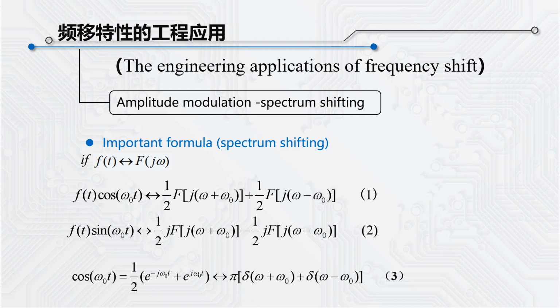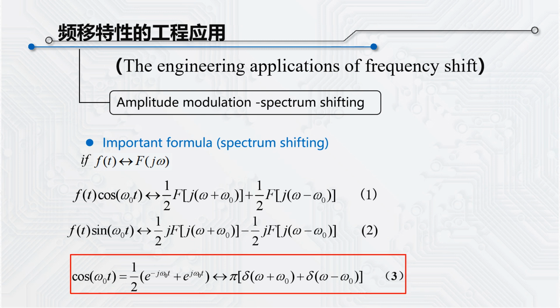We have also discussed the frequency spectrum of cos ω0t, because in the actual signal analysis, it's more convenient to analyze the cosine function, so we use spectral characteristics of cos ω0t, as shown in formula 3. We can find that in the frequency spectrum of cos ω0t, two impulse functions with intensity π are generated at ω0 and minus ω0.